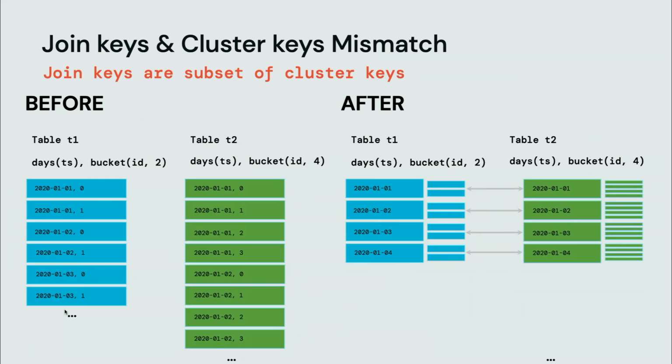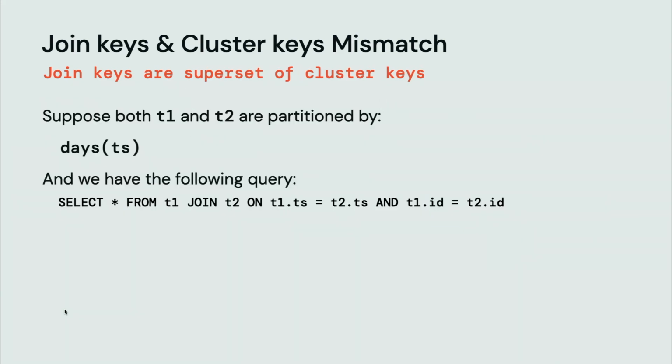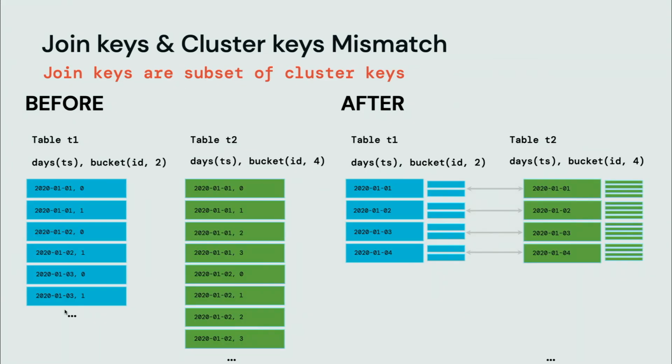This is what we have before. We have T1 and T2 on the left-hand side. You can see that they have different numbers of partitions, and even the bucket number is different: one is 2, one is 4. But after Spark figures out that the join is only happening on TS, it can group all those partitions on the TS column. After the grouping, we can make sure that both sides have 4 partitions, and then Spark can leverage SPJ to remove the shuffle.